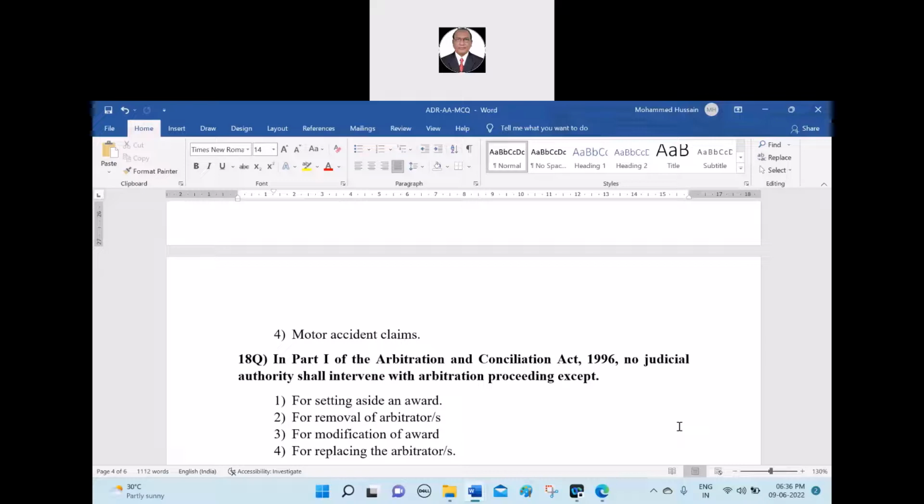Which is the appropriate answer among the four for the 18th question? Modification of the award. 3. No. For setting aside an award, only it can interfere, but other things it cannot interfere. That is the first option for the 18th question.